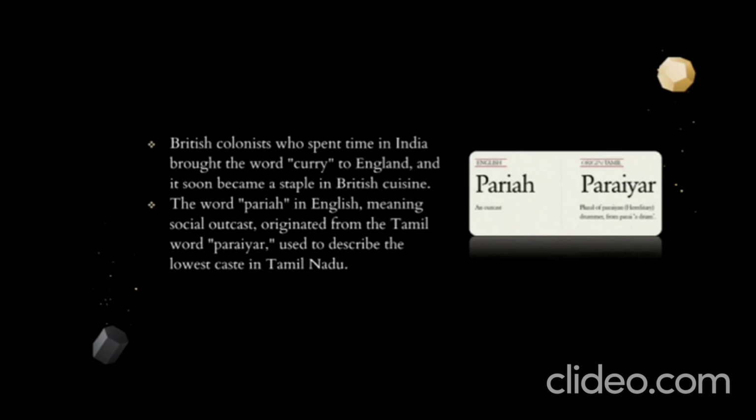Another example of Tamil influence on English is the word pariah. This term originally comes from the Tamil word parayar, which was used to describe members of the lowest caste in Tamil Nadu. The word was later adapted by English speakers to describe social outcasts or anyone who was shunned by society.